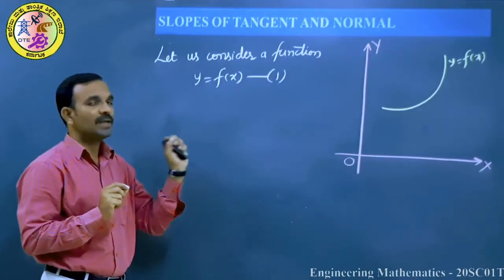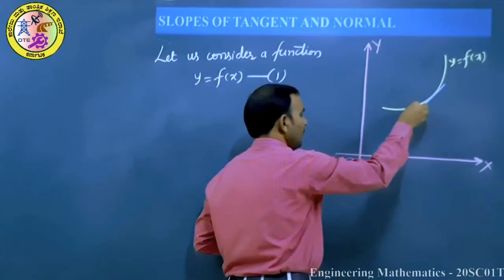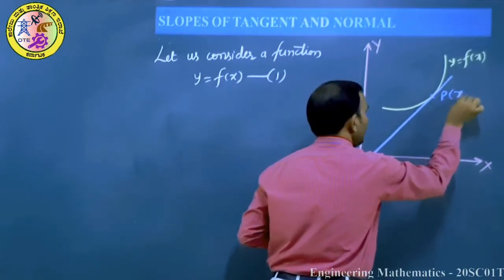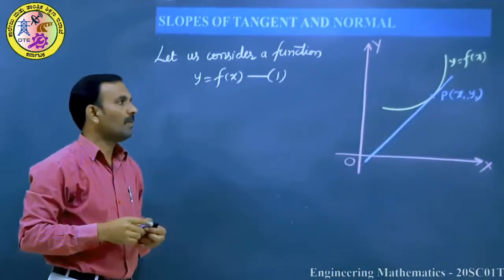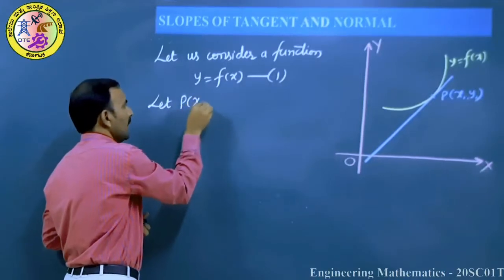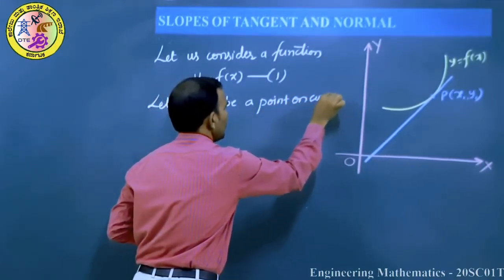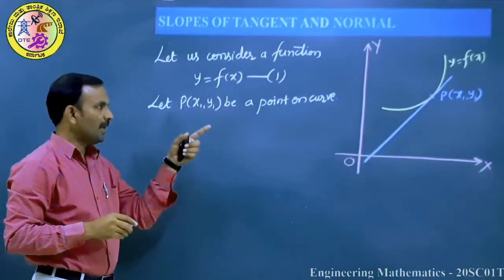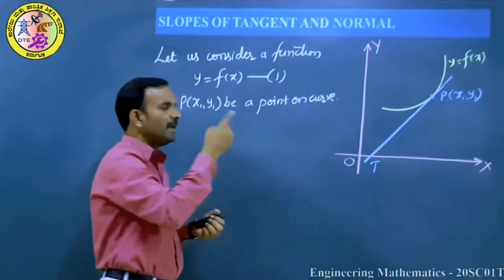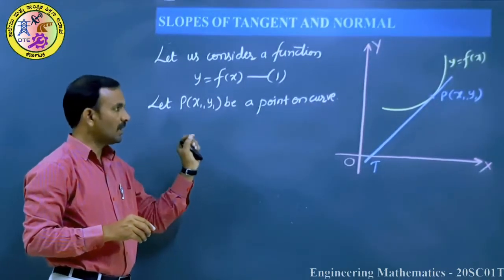Tangent is a line which touches the curve at one point. Now if you draw a line which touches the curve at one point, and this is point P, and a point in coordinate is denoted by x comma y, take it as x1 comma y1. Let P (x1, y1) be a point on the curve y equal to f of x. At P I have drawn a line which touches the curve. That line, if you name it as T, this line PT is called the tangent to a curve. Tangent is a line which touches the curve at point P.